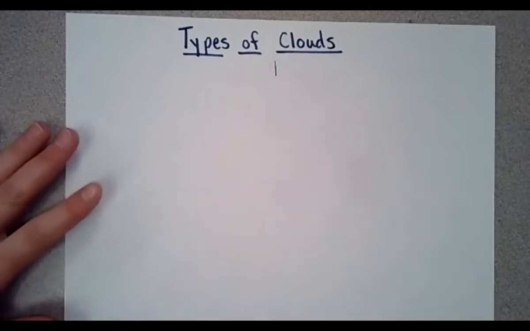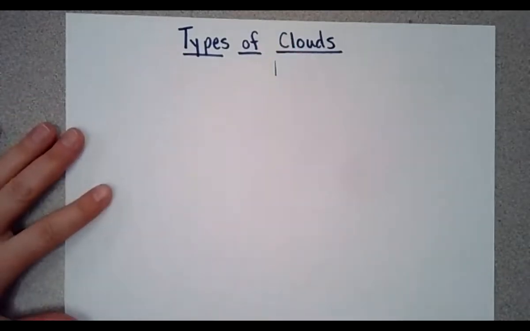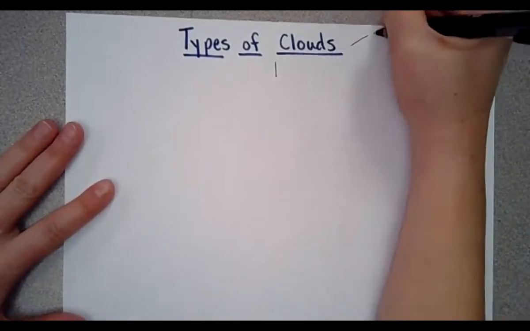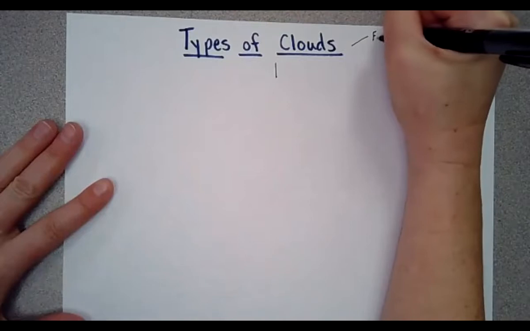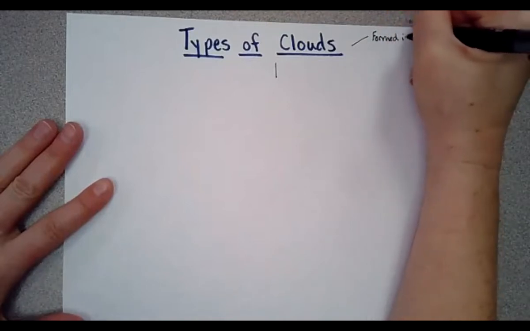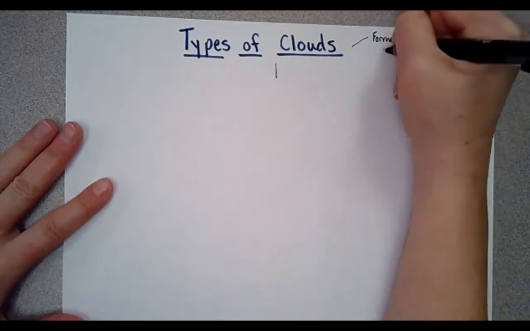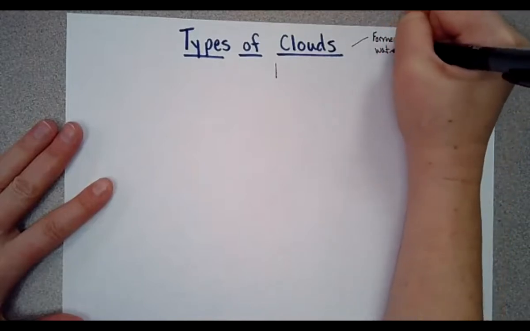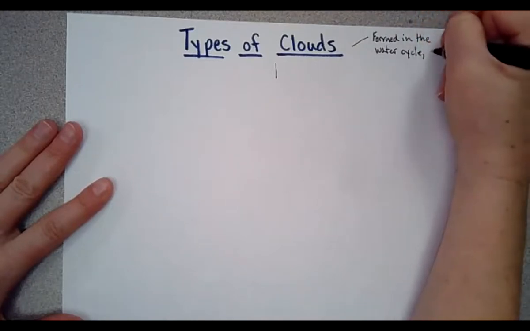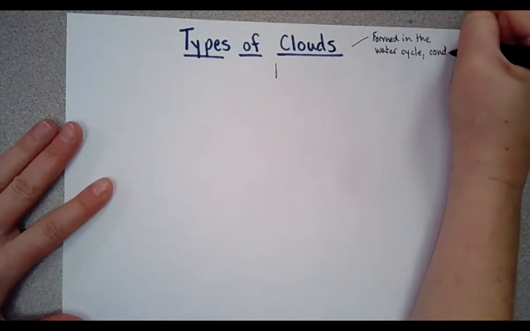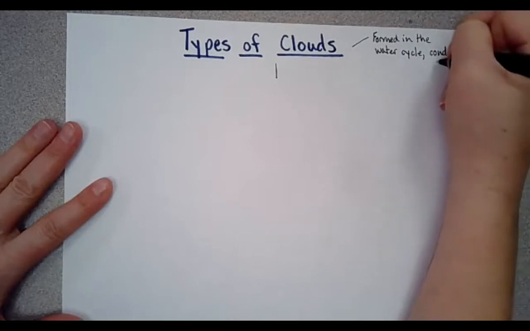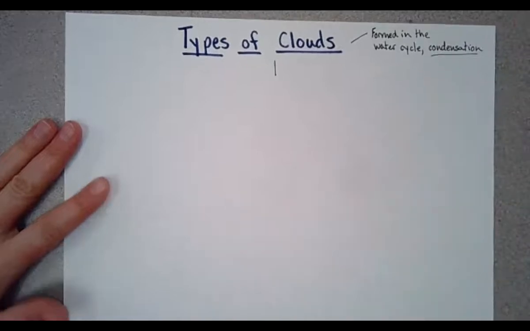All right, so we're going to start with labeling your piece of paper types of clouds. Clouds are formed through condensation, formed in the water cycle. Condensation is the step in the water cycle where you get clouds formed.